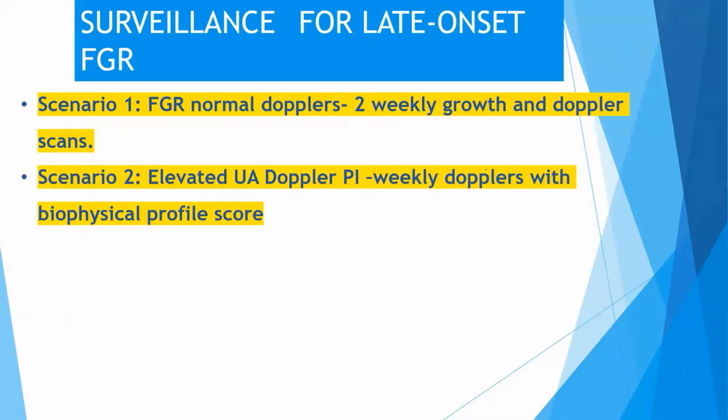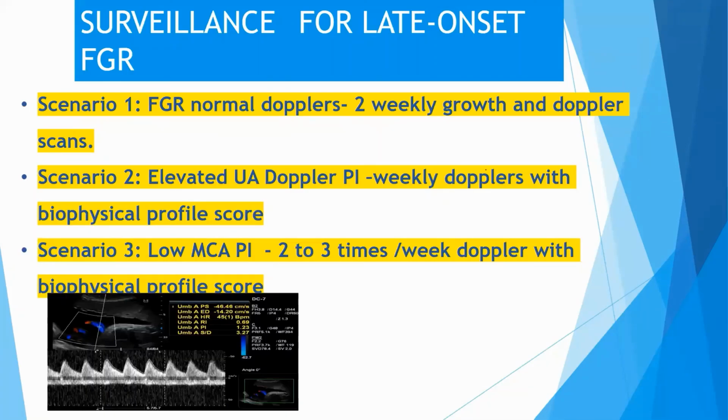So surveillance in this case also has 3 scenarios. In scenario 1, we realize that there's fetal growth restriction but the Dopplers are normal, or we suspect that there's fetal growth restriction because of our uterine artery Dopplers, which were abnormal, but the rest of the fetal Dopplers and the uteroplacental Dopplers, that is our umbilical artery Doppler, is normal. Then we are going to follow this by doing 2 weekly growth scans and Doppler scans. These are babies above 32 weeks with late onset fetal growth restriction.